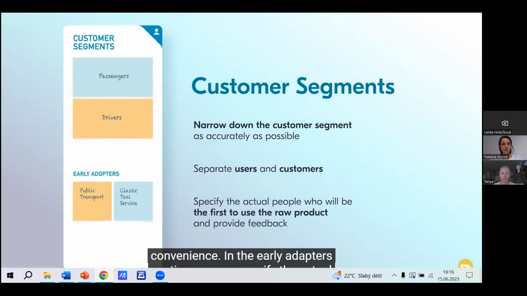In the early adopters section, you can specify the actual people who will be the first to use the raw product and provide feedback. These may include first customers, developers, friends, and even you, the startup founder.